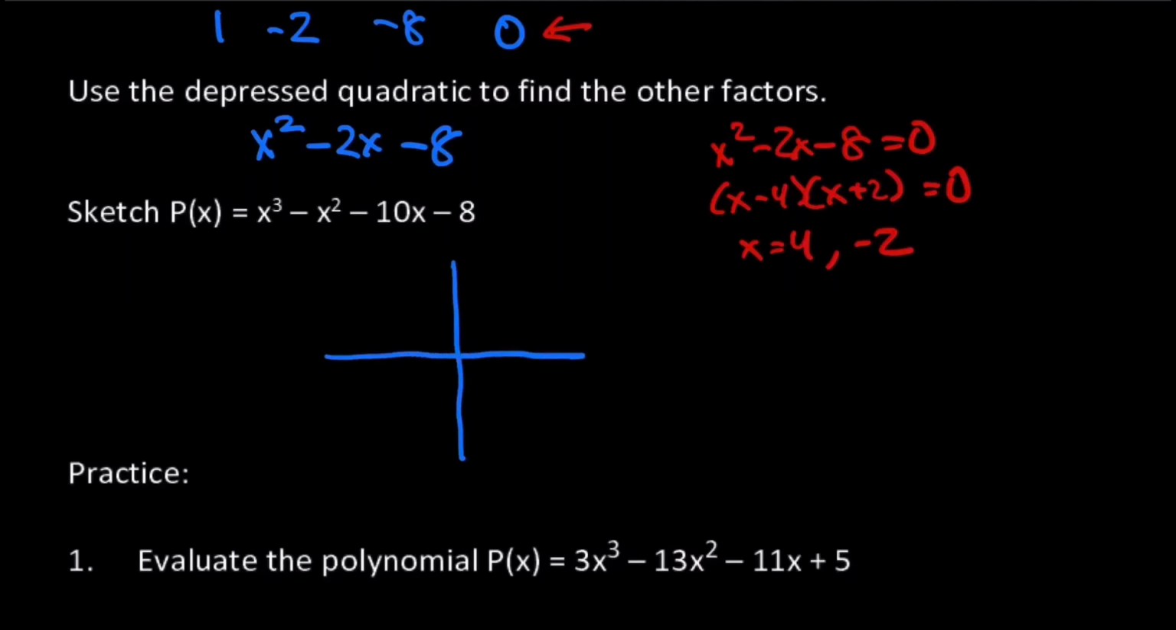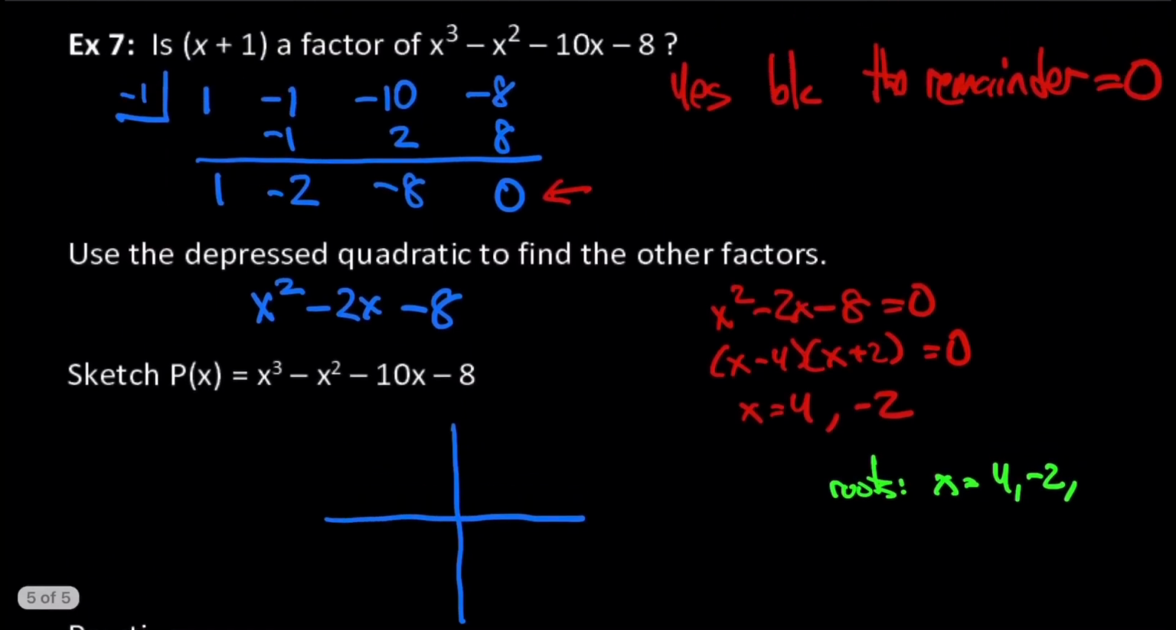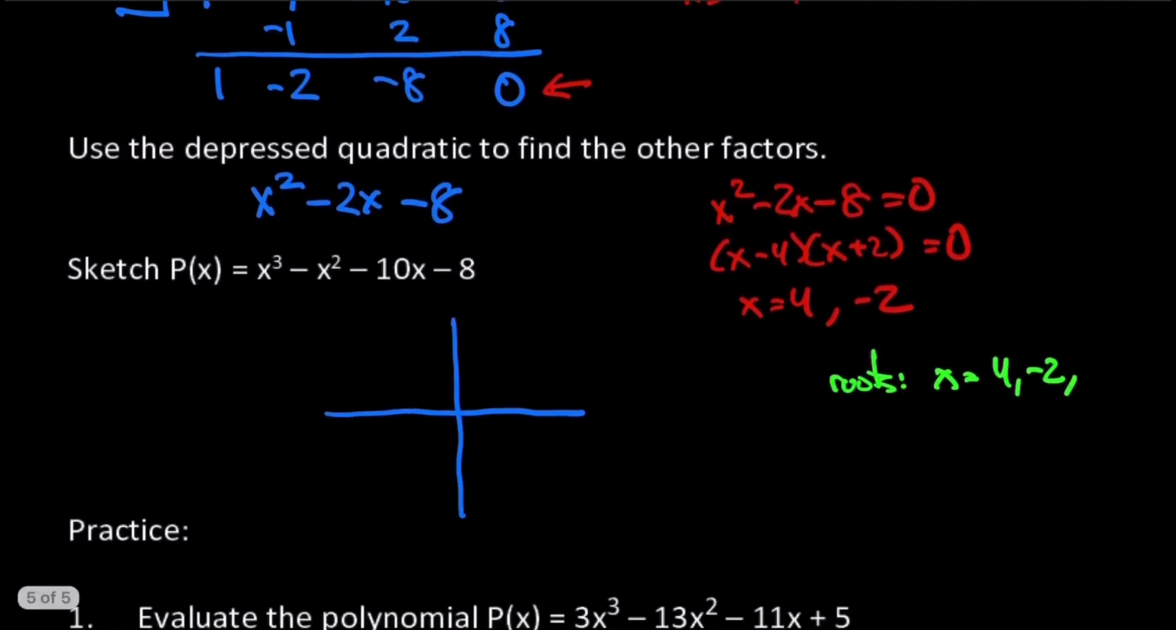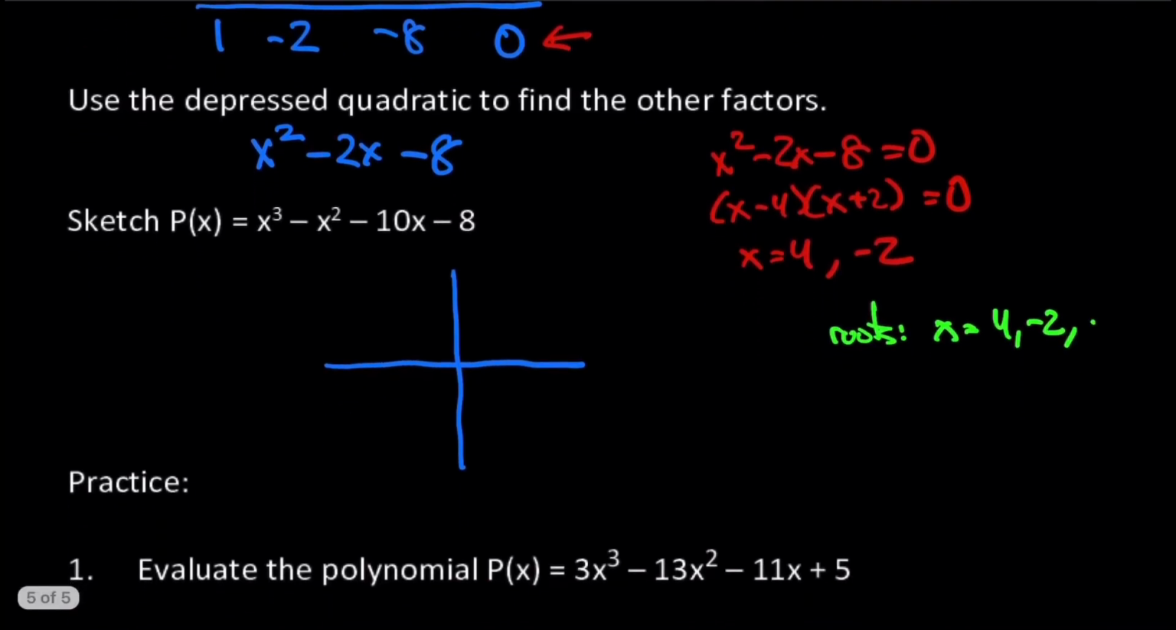My roots. X equals 4, negative 2, and from up above, negative 1. That is a root. All right, so 4, 1, 2, 3, 4, negative 2, and negative 1. So here, here, and here. Next, I need to know my y-intercept.